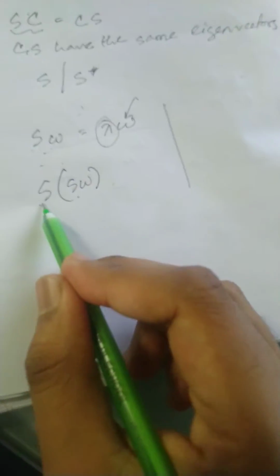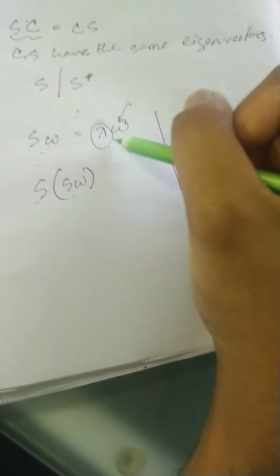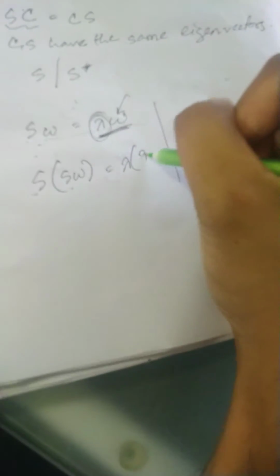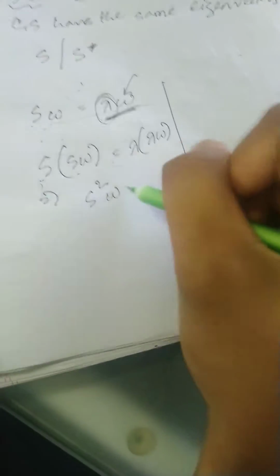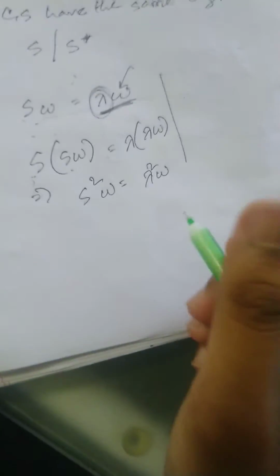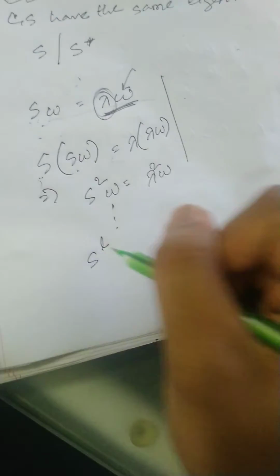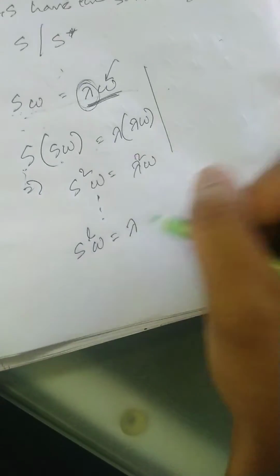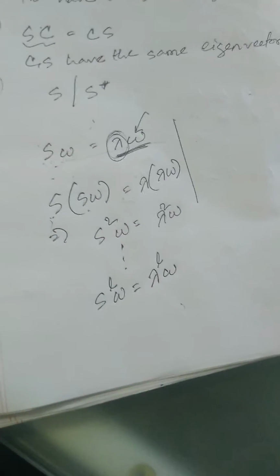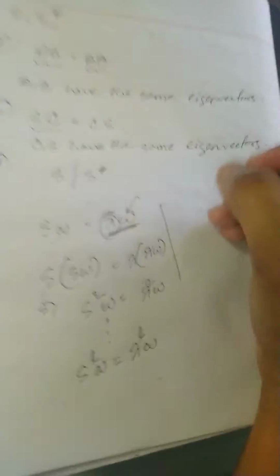It can be complex, it can be real. So if we multiply this quantity with S again, we are again multiplying this quantity with the eigenvalue. So we'll get this, or we can write S squared W equals lambda squared W. In general, we can write S to the power L times W equals lambda raised to the power L times W. With these quantities, we can move on to the next equation.